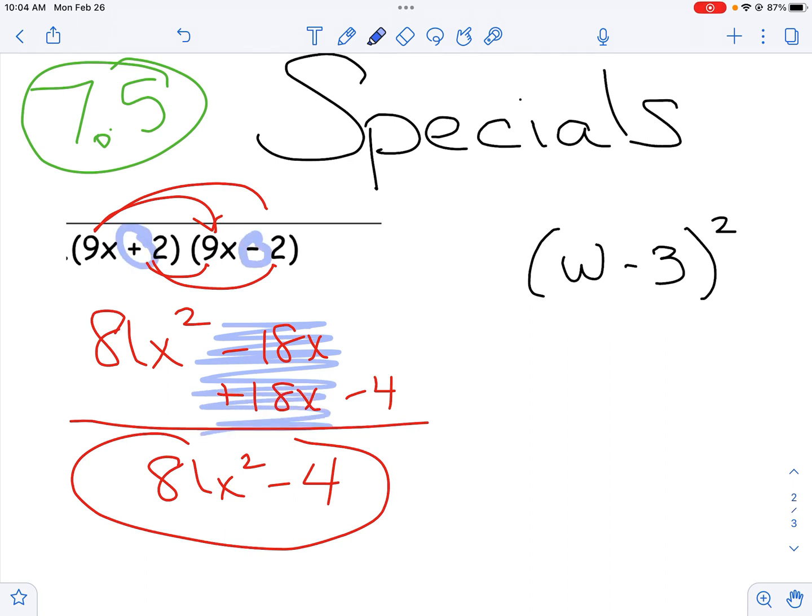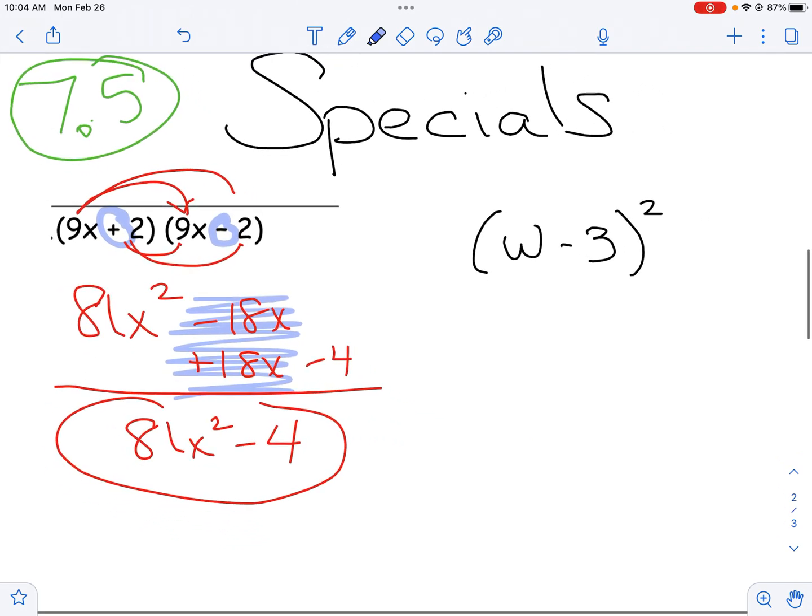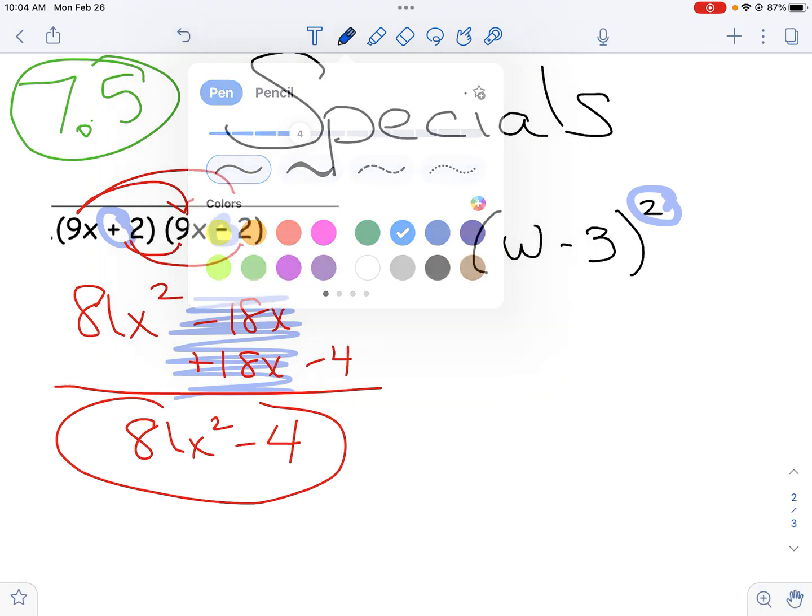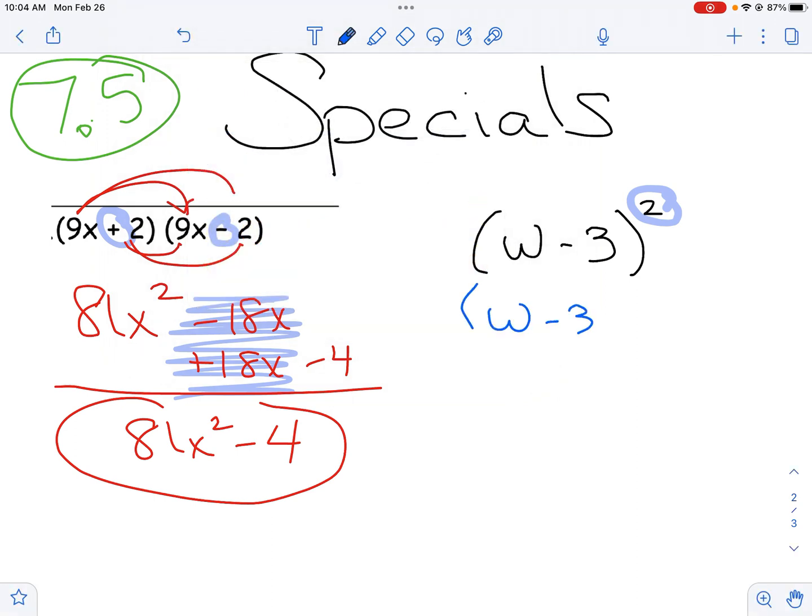And I should have seen that here. They're identical. One's positive, one's negative. That's the only thing that's different, which means that -18 and the positive 18 will always cancel out. And I'll show you another one like that in just a minute. This one is the same thing, only it's a repeat. So when I see this, it just means that I have W minus 3 twice.